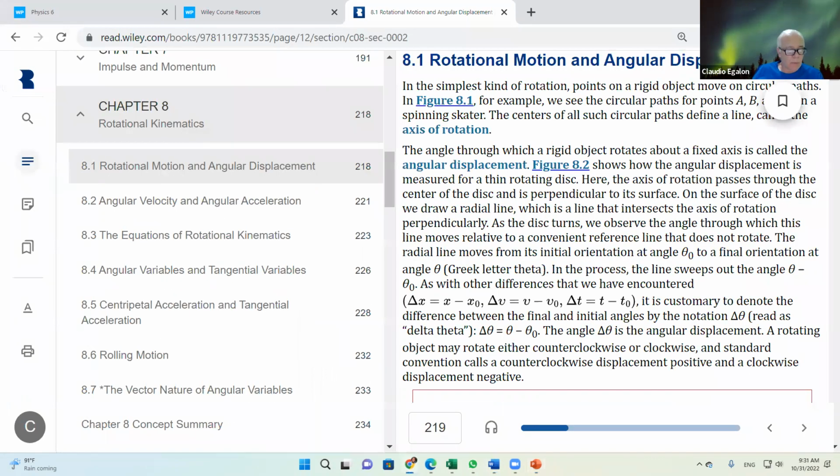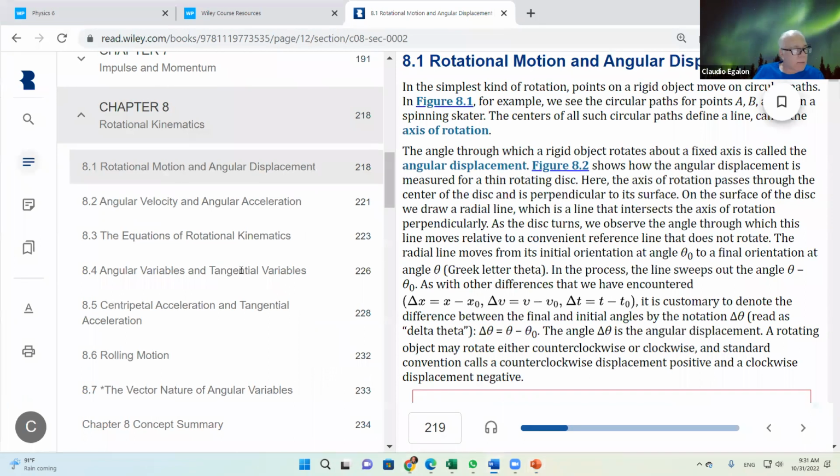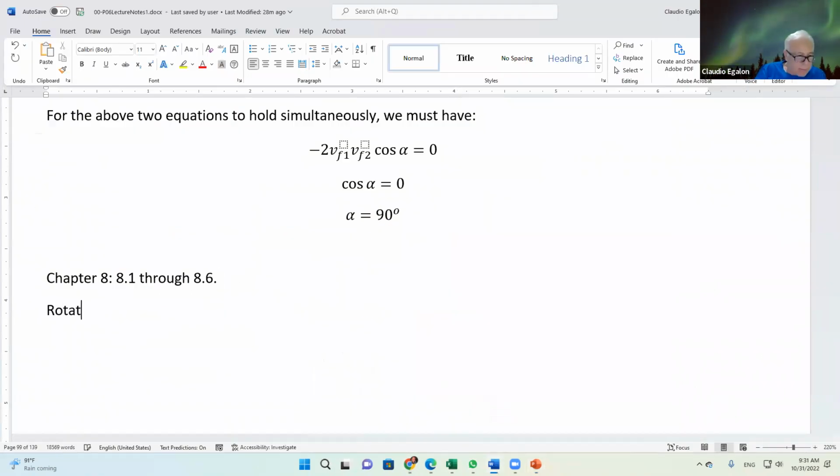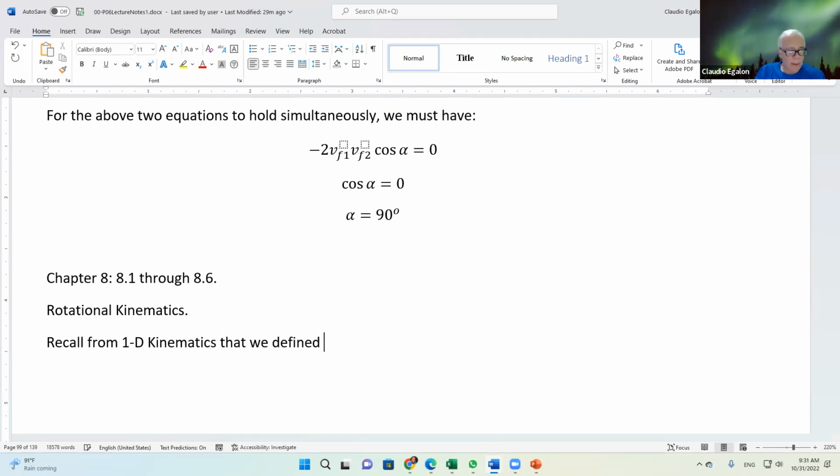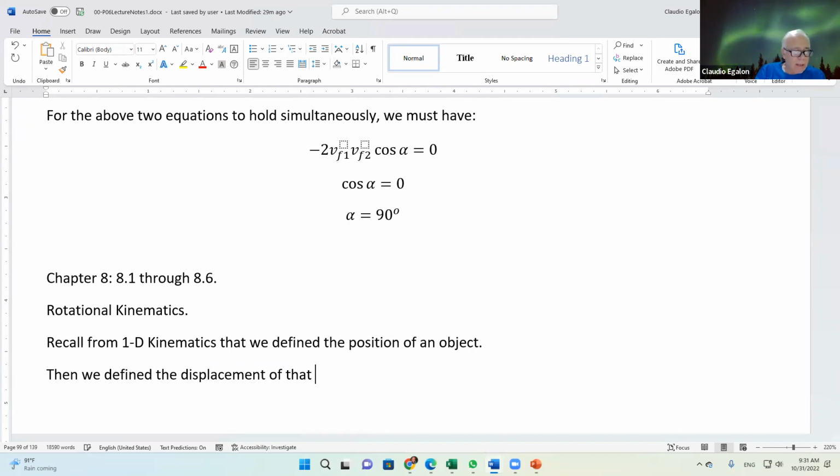rotational motion, let's put the rotational kinematics, right? Rotational kinematics. So recall from 1D kinematics that we defined the position of an object, right? An object. Then we define the displacement of that object.